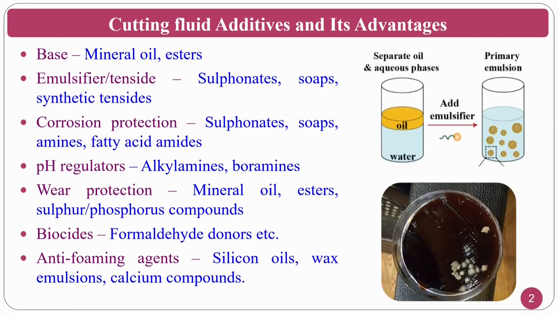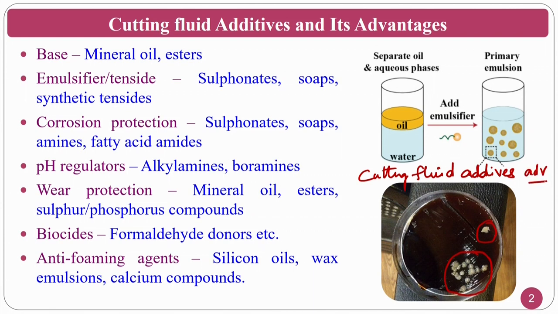If you take additives like emulsifiers, emulsifiers will have a polar head and a non-polar tail, which will mix the cutting fluid with the water. That is the mineral oil with the water, that we have seen. That is how it is done. Also we have seen how biocides help to prevent the formation of microorganisms. So these are the advantages of cutting fluid additives.